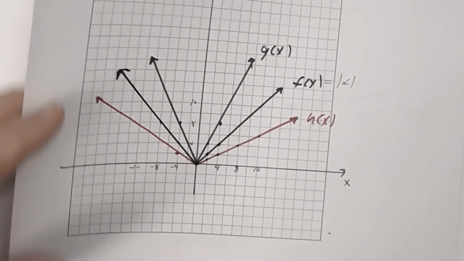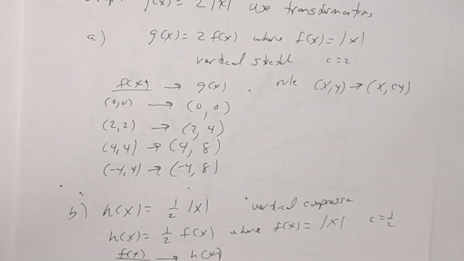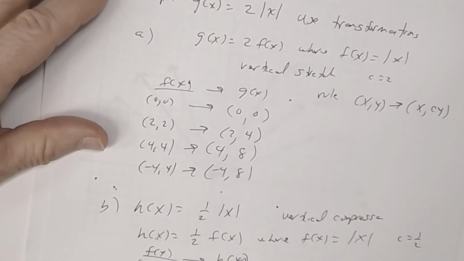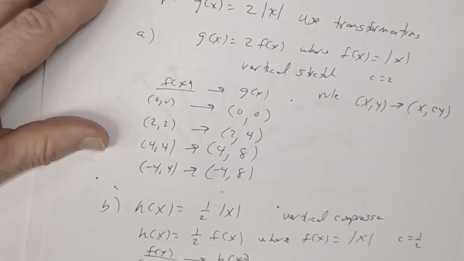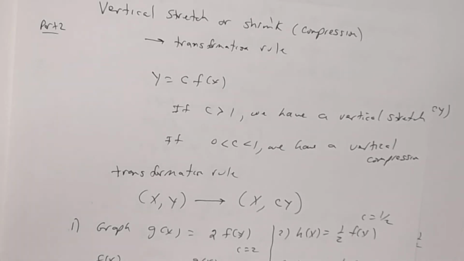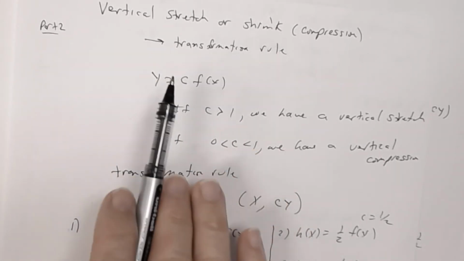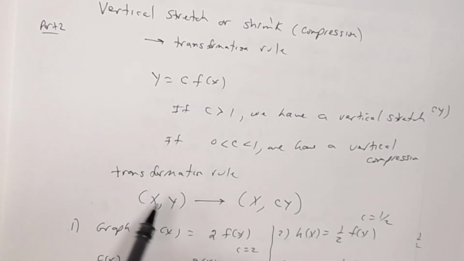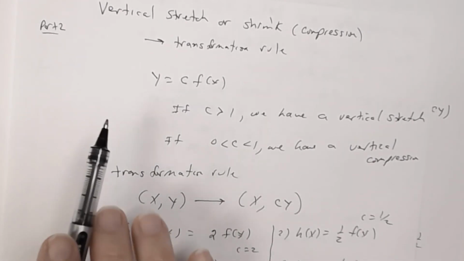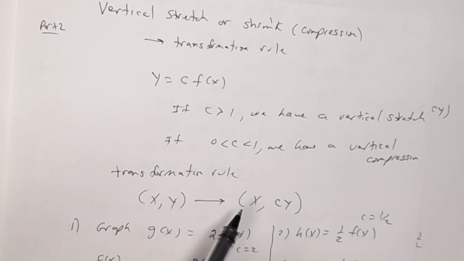All right. So that is our discussion on how to use the rule for vertical transformations. And so the rule, remember, is this. If you have a vertical stretch or shrink, then you're going to take the point x, y that's on the graph you want to transform, and it becomes x, and then the y value is going to be c times y. All right, so the x values stay the same. To get the new y value, you multiply the y value by c.